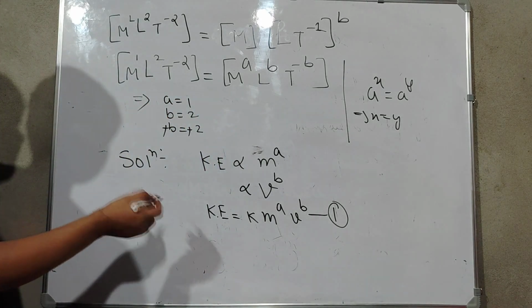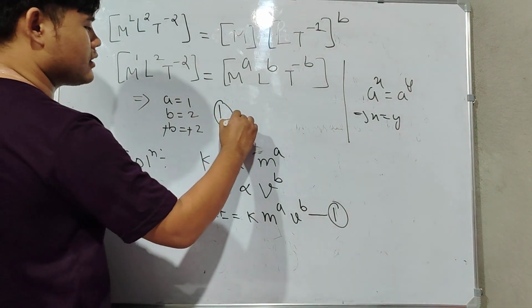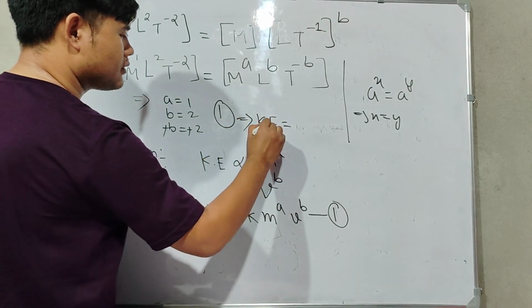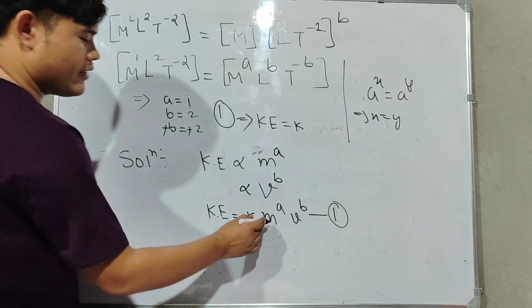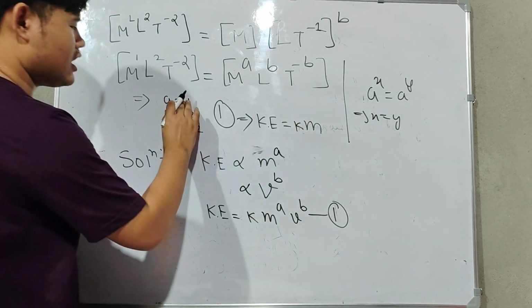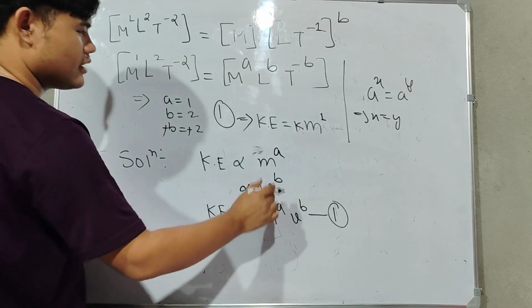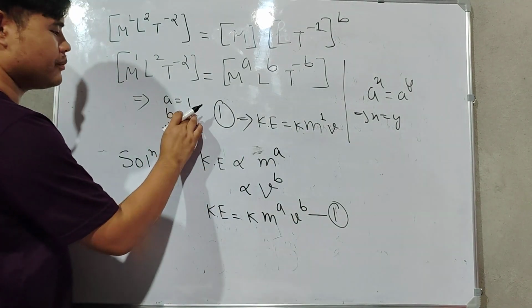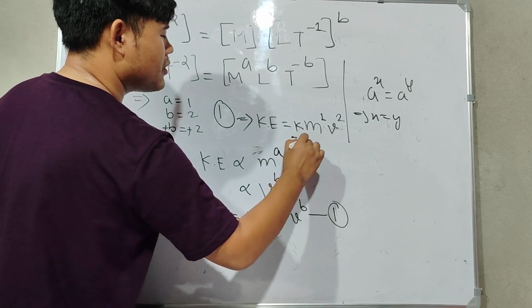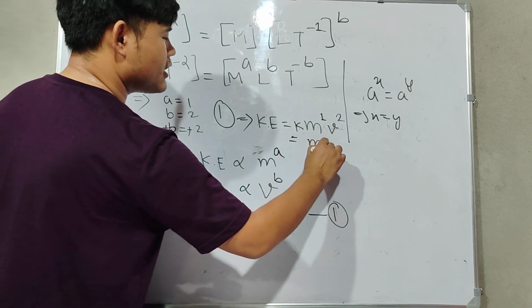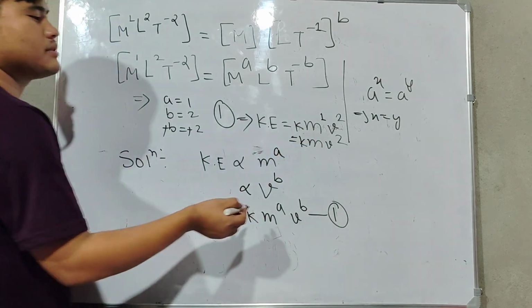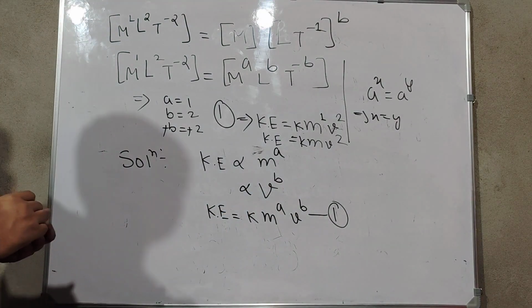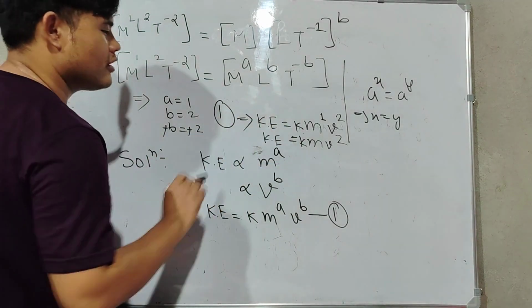Now equation 1, you see what you got? In equation 1, what you got? You can keep it here. So kinetic energy is equal to how much you got? K constant is there, and then m^a, how much you got? 1. v^b, how much you got? b is equal to 2. You see, we found the formula of kinetic energy, right? This k's value is how much? Half, right? This constant, k will have the value of half.